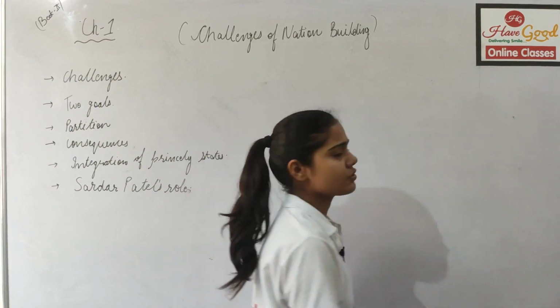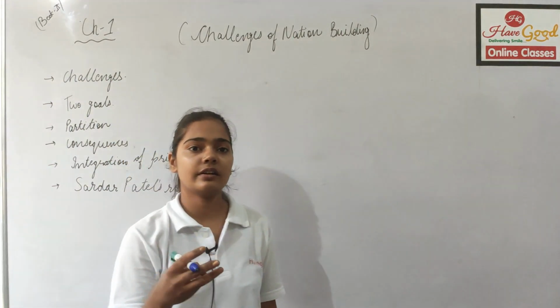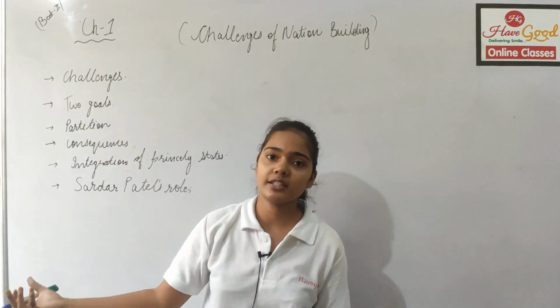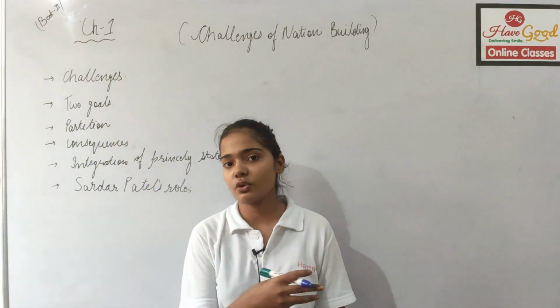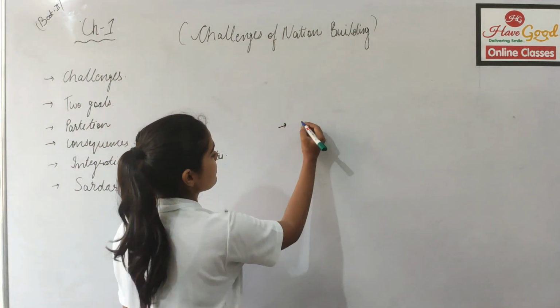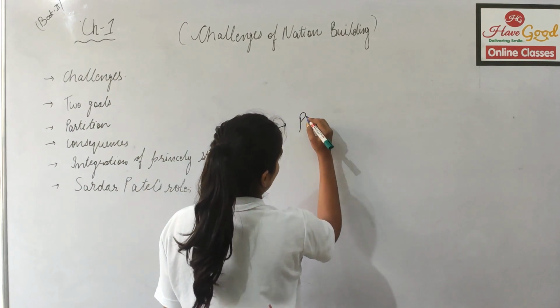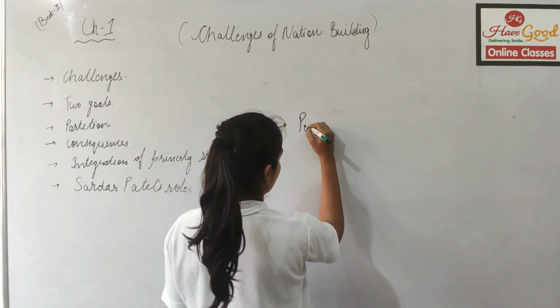There were 3 reasons to join the Indian Union. There were 3 reasons why the government wanted the princely states to join the Indian Union. The first reason is people's desire.